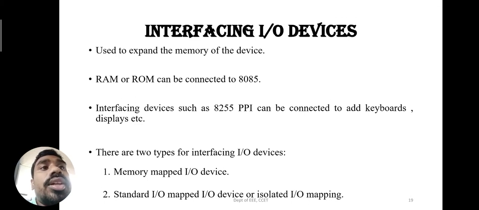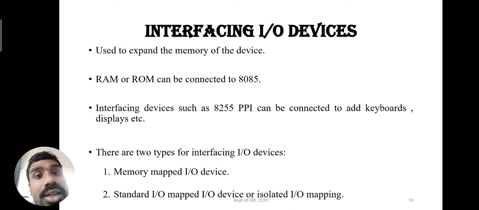So next we look into interfacing of input-output devices. The input-output devices are devices that can be used in order to input data into the microprocessor or take data out of the microprocessor. In basic interfacing, we can connect input devices such as keyboards, output devices such as displays, and also we can connect external memories like RAM or ROM to the 8085 using interfacing techniques.